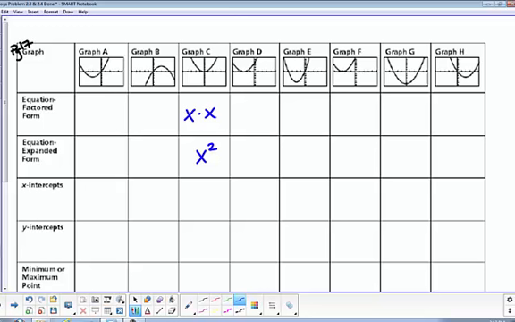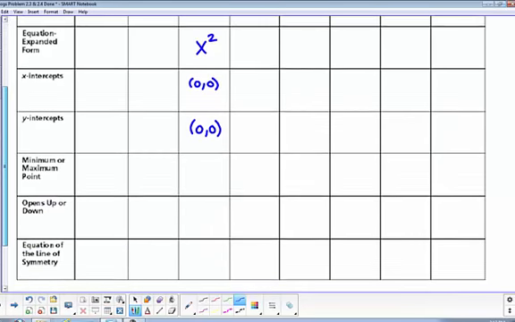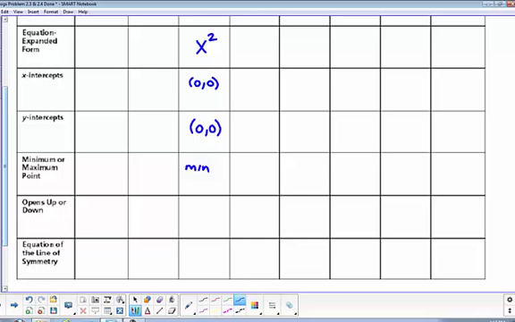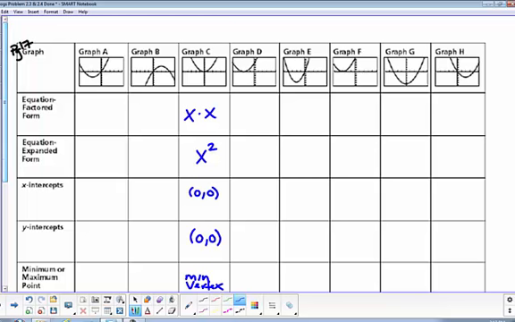My x-intercept, where it crosses the x-axis, is 0. Where it crosses the y-axis is also 0. This parabola opens upward, so it's a minimum vertex, because it opens up. And the line of symmetry is x equals 0. That's because x equals is the vertical line, and 0 is right here. And so that is my mirror for my mirror image.